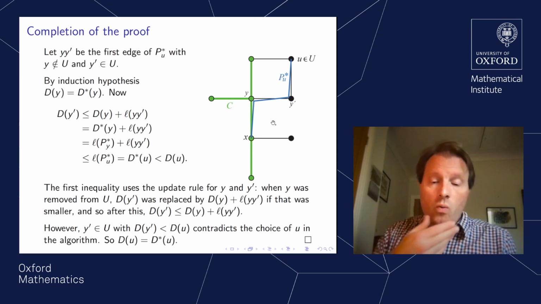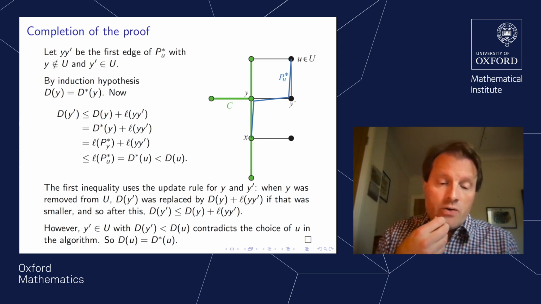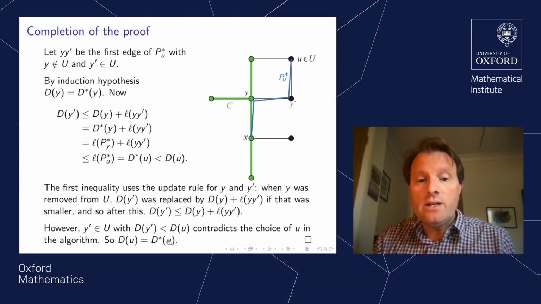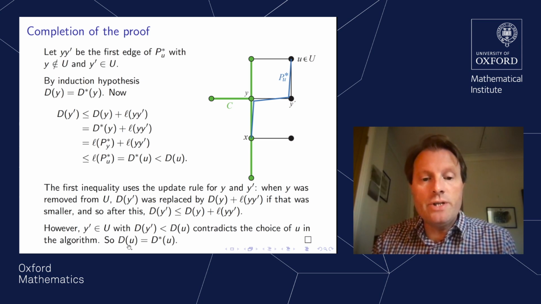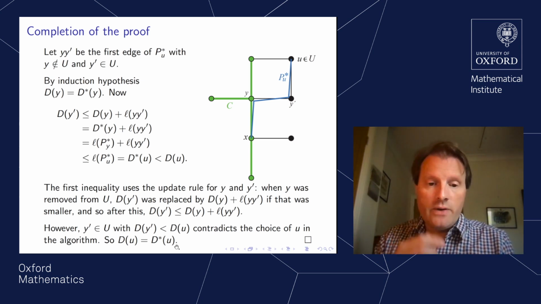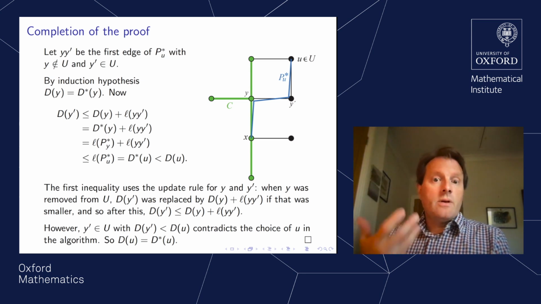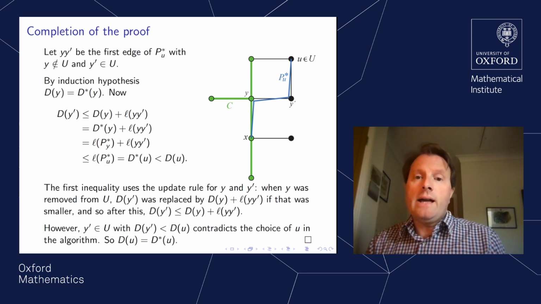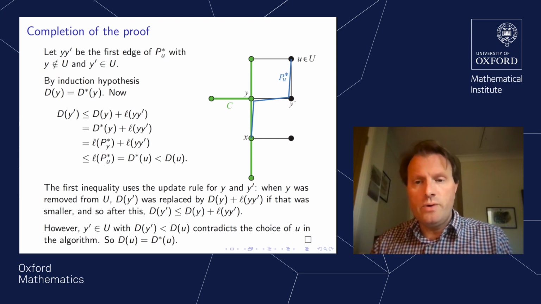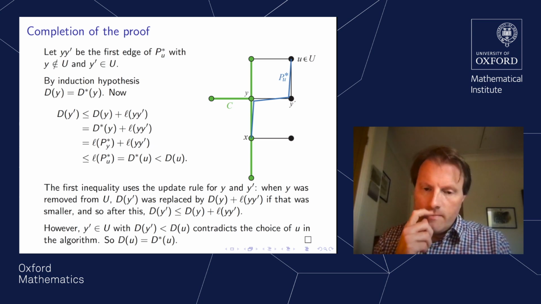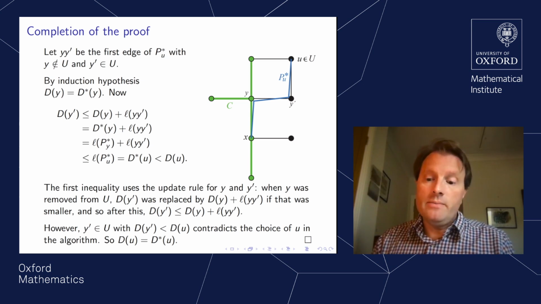And so what hypothesis does that contradict then? So that contradicts the hypothesis that D star of U was strictly less than D of U. So we deduce that D of U is actually equal to D star of U, and that is what we needed to prove. So that completes the proof of the theorem that T is an L shortest path tree rooted at X. And therefore that completes the proof that Dijkstra's algorithm works.